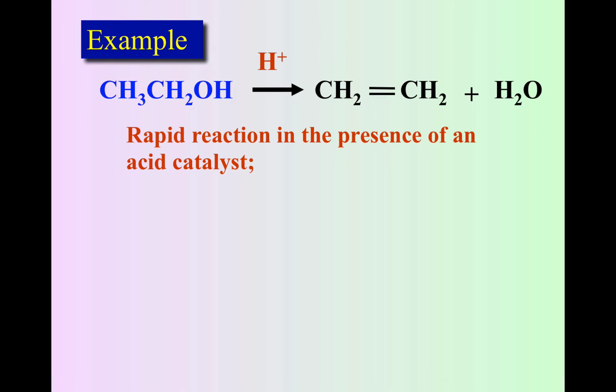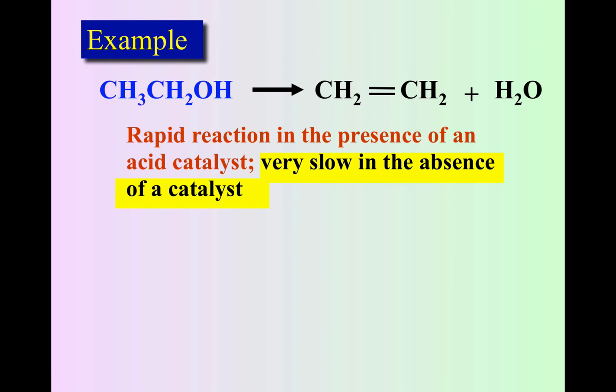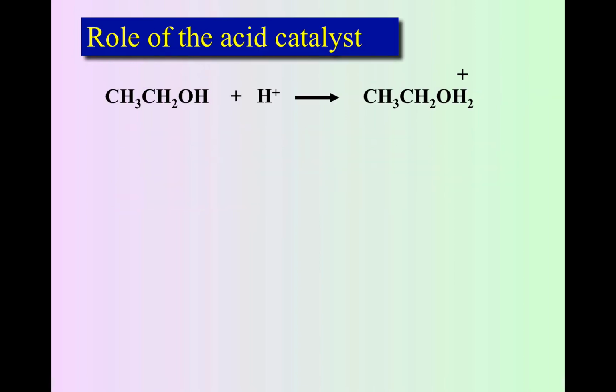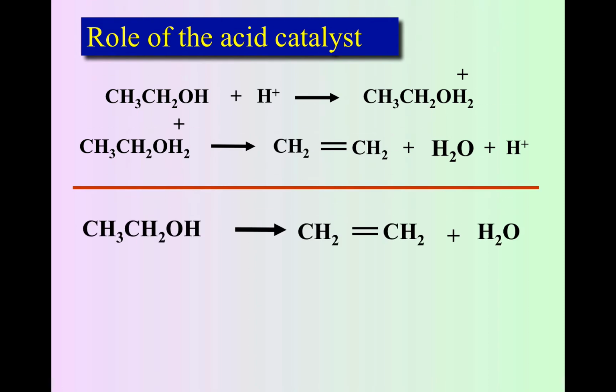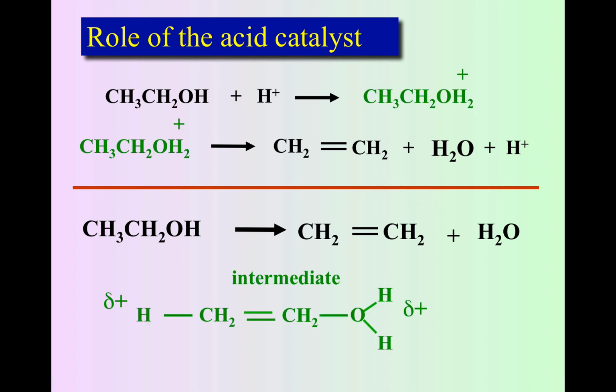So H+ ions enter the reaction by colliding into ethanol, and you make this intermediate. This very unstable intermediate then falls apart to form ethene, water, and H+. So notice, when I add these steps together, the intermediate cancels, and H+ ions come out the same way they go in.